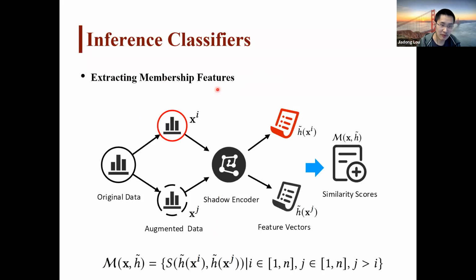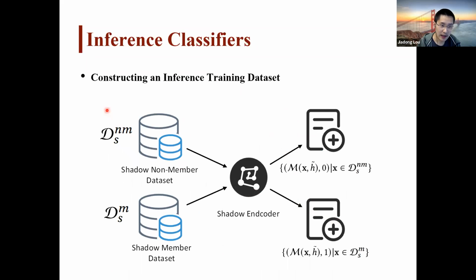So since we have the membership feature extracting algorithms, we can construct an inference training dataset. Given a shadow member dataset, a non-member dataset, and the shadow encoder, they can construct an inference training dataset, which is used to build the final inference classifier.